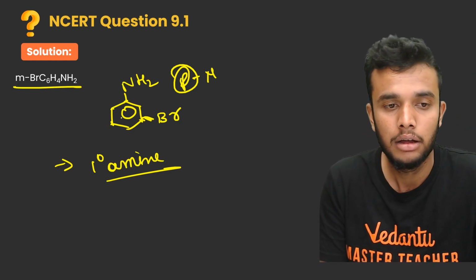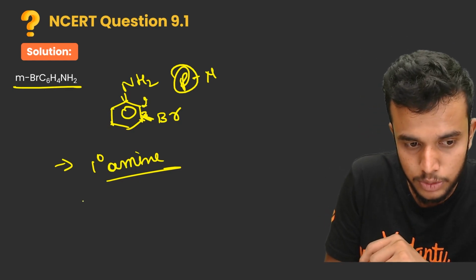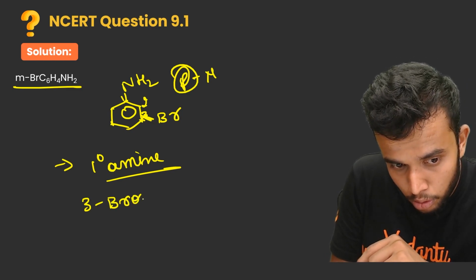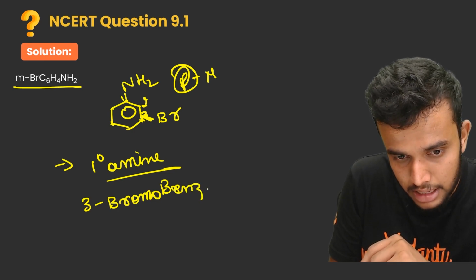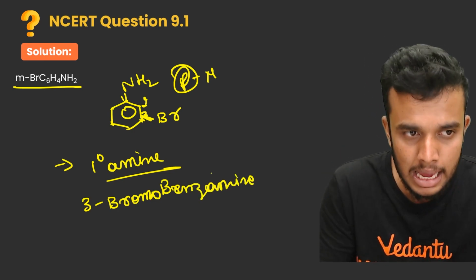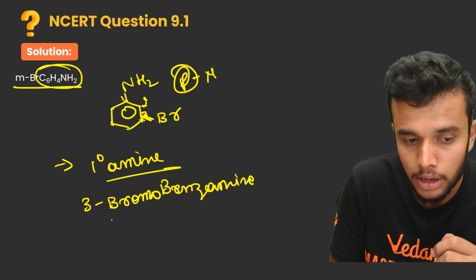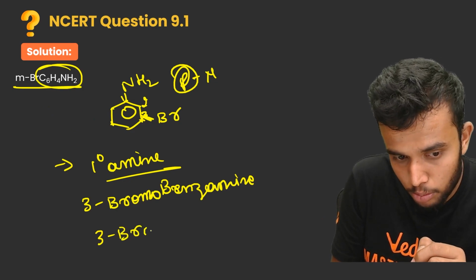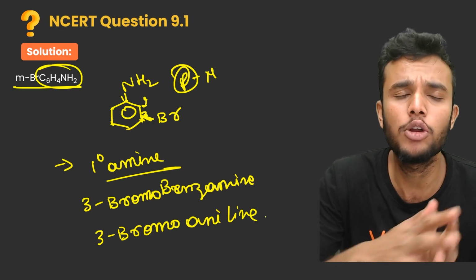Let's move on to the naming. The numbering takes place from this side. That's why the final compound name becomes 3-bromo benzamine, or, as we already discussed for the same question with the same position, C6H4 and NH2, we call this group an aniline group. That's why it is also called 3-bromo aniline. Understood, students? If you have any doubt, let me know in the comment section.